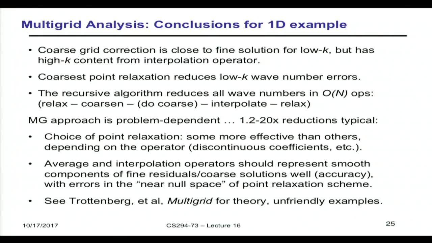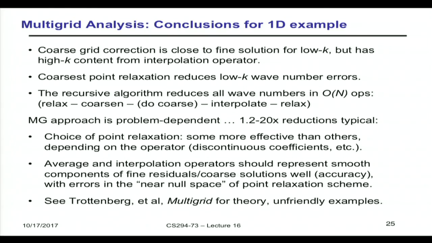And it's very problem dependent though. You saw that there was a range of parameter tuning for point relaxation, and there's a lot of freedom with the interpolation and averaging operators. You can end up with either getting a 20x factor reduction in error or only 1.1. So this is one of those things where the magic and secret sauce kind of come into the problem too.